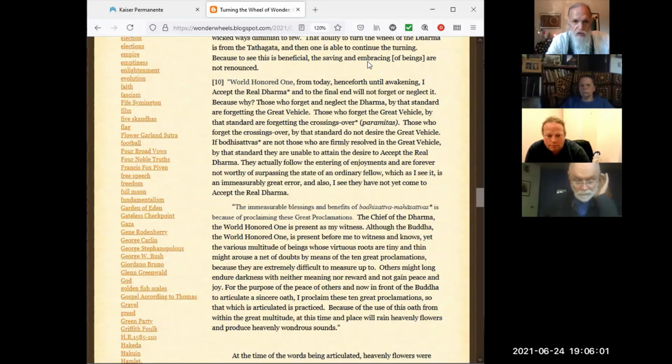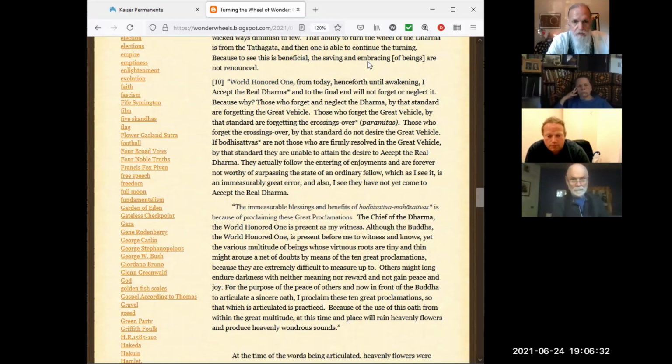If bodhisattvas are not those who are firmly resolved in the great vehicle, by that standard, they are unable to attain the desire to accept the real Dharma. They actually follow the entering of enjoyments and are forever not worthy of surpassing the state of an ordinary fellow, which, as I see it, is an immeasurably great error. And also, I see that they have not yet come to accept the real Dharma.